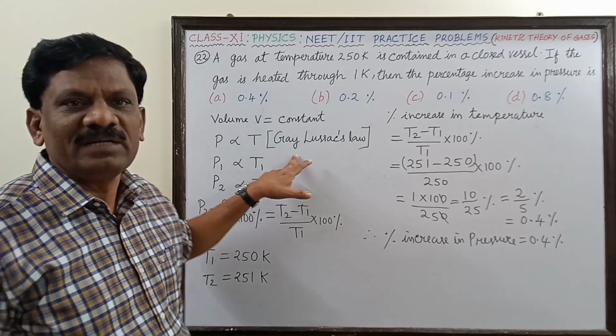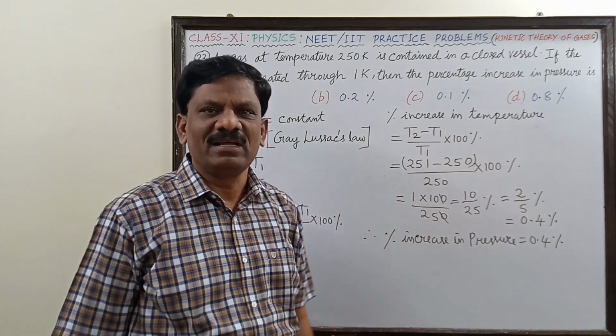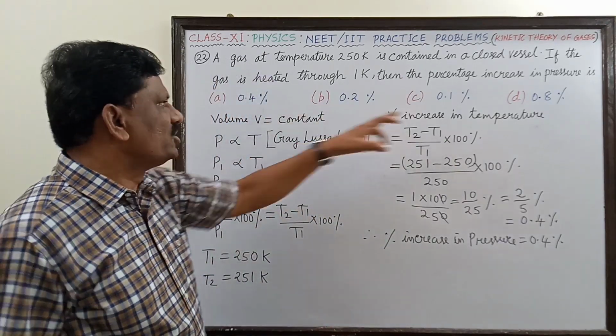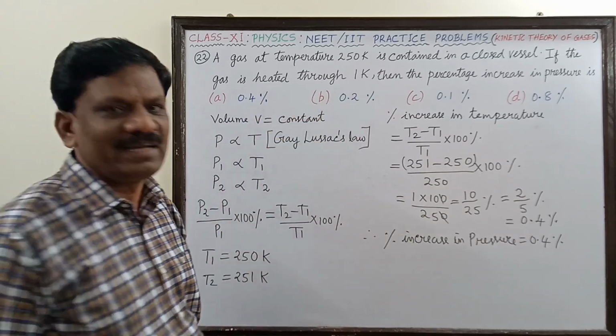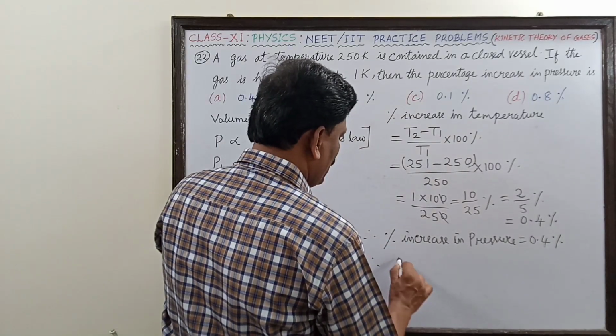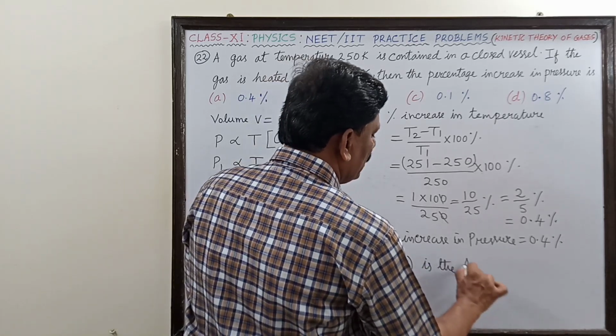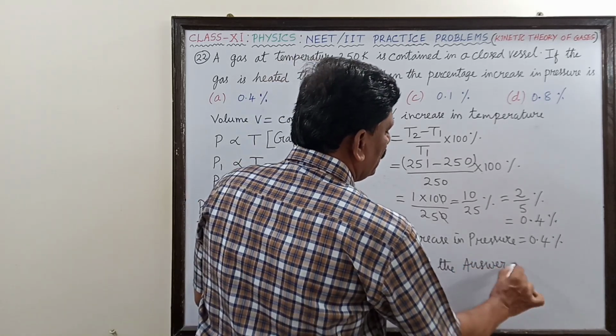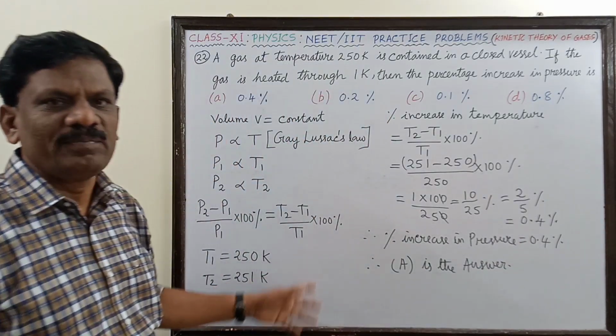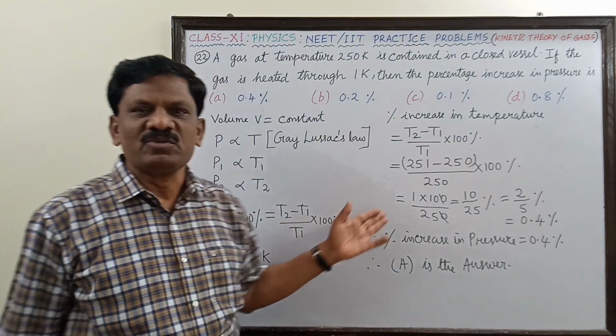It is based on which law? Gay-Lussac's law. Okay, children, now you look at the choices. Option A itself is the right answer. Okay, therefore, option A is the correct answer. So, very interesting numerical problem. I hope you must have understood well. Fine.